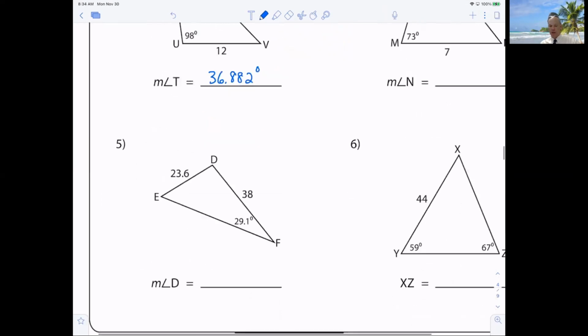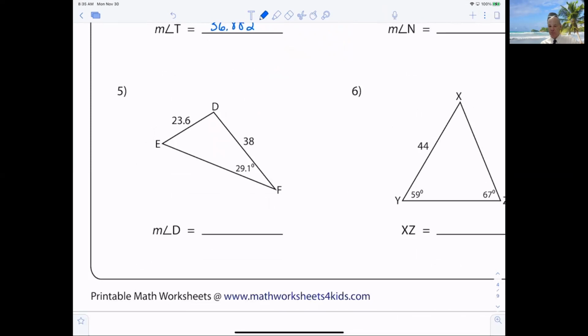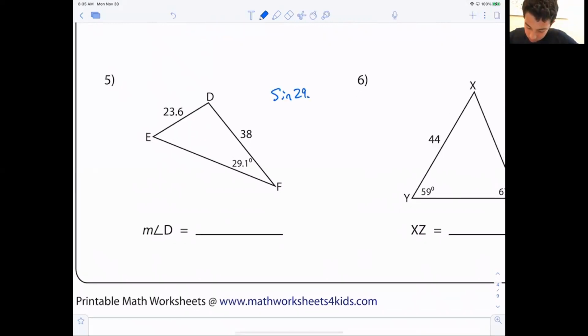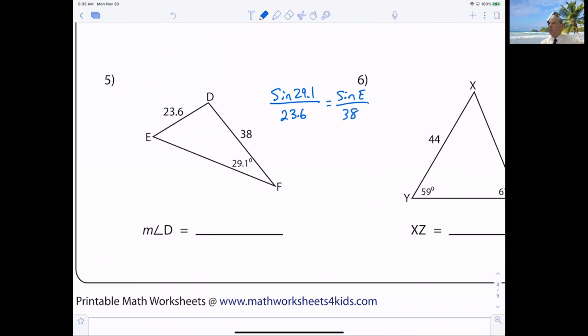All right, let's knock out number 5. All right, so what do I have to do on number 5? Sine of 29.1 over, equals. Thank you. Sine of E over. Yeah, so we have to do E and then figure it out from there.